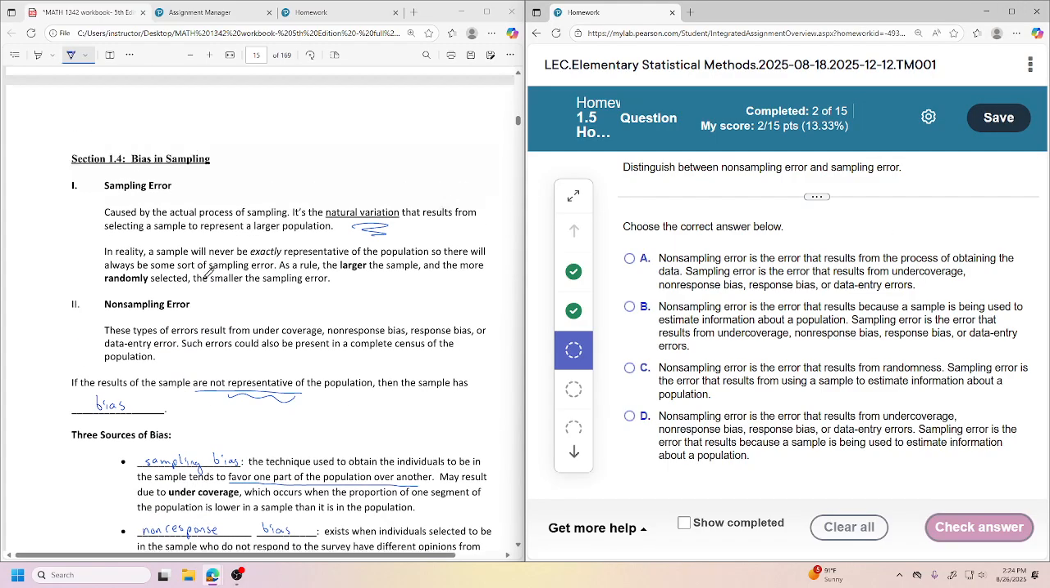Non-sampling and sampling errors. I think that's right here. So notice sampling error is natural variation. Maybe that's going to be a wording in there. Non-sampling will be undercoverage, non-response. That's all this stuff down here, basically. So which one would make sense here?